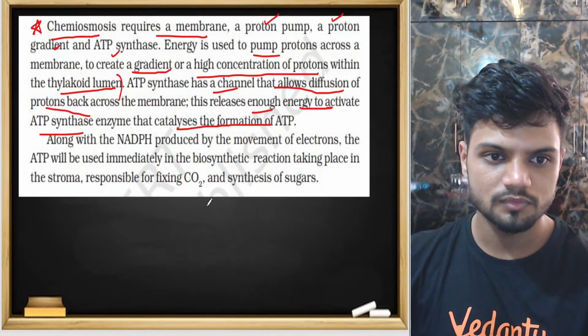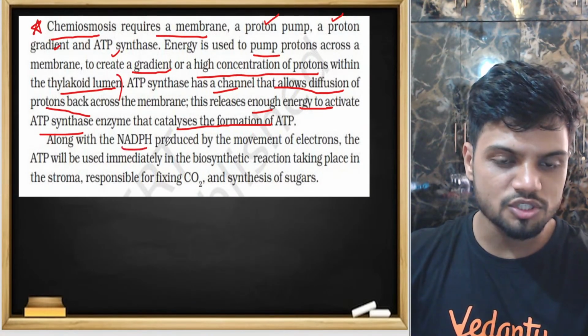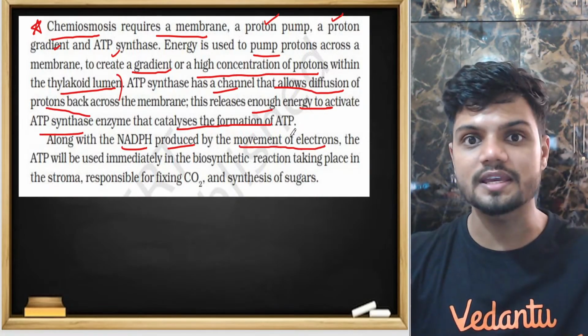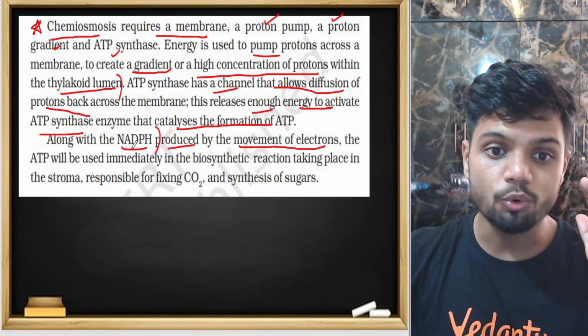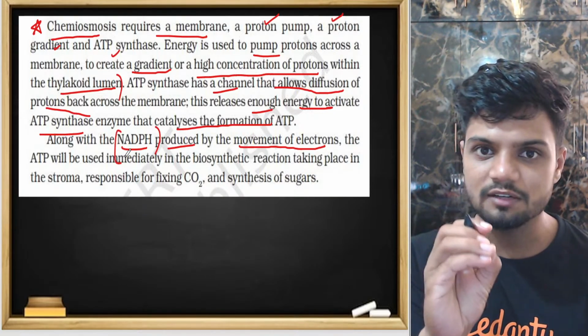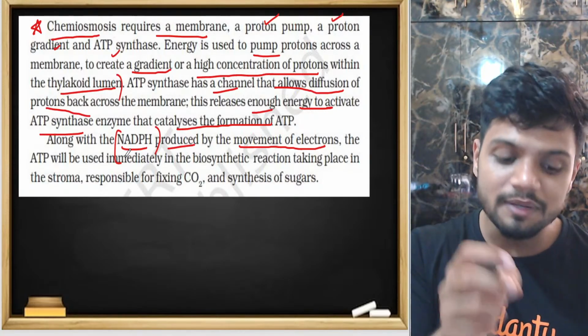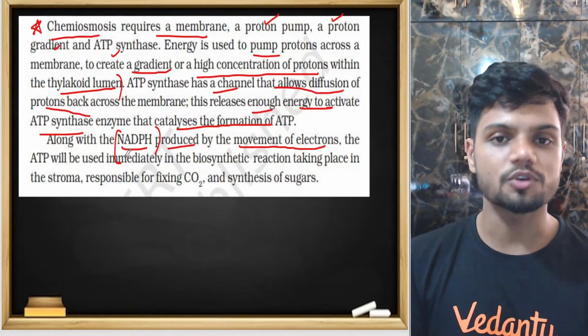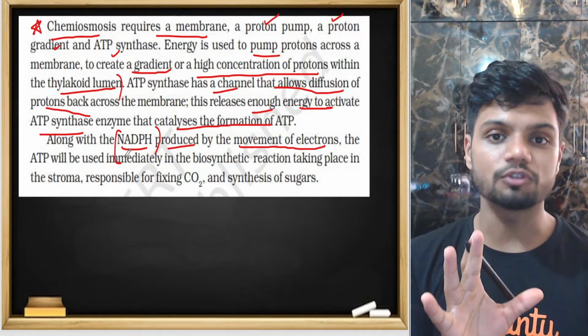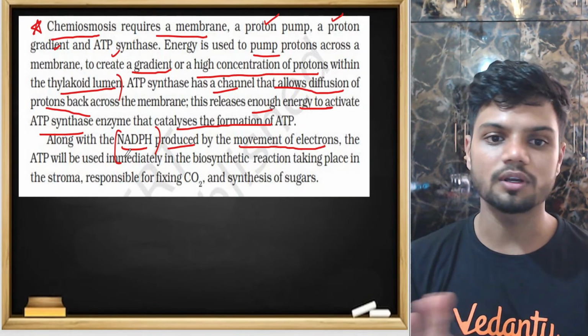Along with NADPH produced by the movement of electrons. See, NADPH in the non-cyclic. Remember, NADPH is produced only in non-cyclic, not in cyclic. All those small details will be asked as questions, and it has been asked as a question. So remember, NADPH is only produced where? In the non-cyclic photophosphorylation, not in the cyclic.